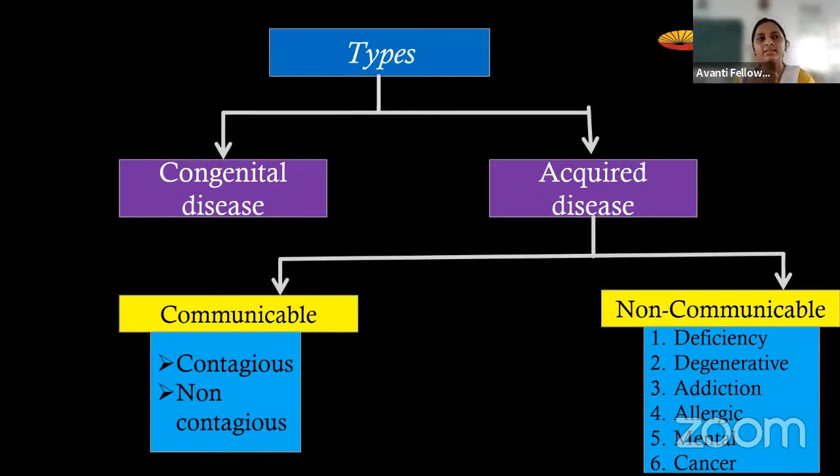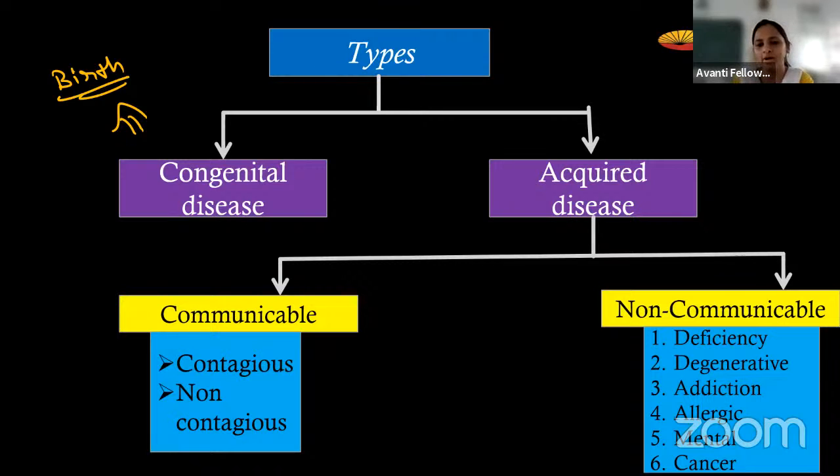Student, do you remember that in the inheritance chapter of biology, you studied chromosomal disorders like Klinefelter syndrome and Turner syndrome? These are due to a lesser number or an increase in the number of chromosomes. These are all by birth only, so we call it a congenital disease. By birth only you are getting that.